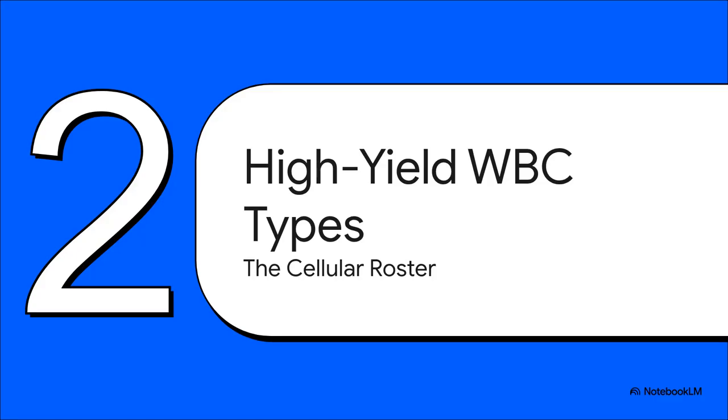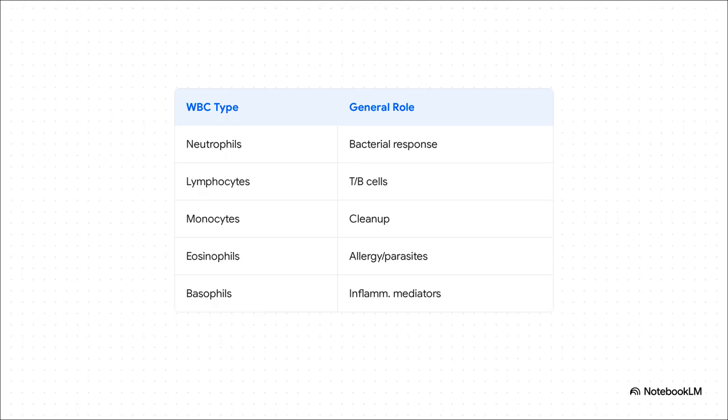Moving right along to Section 2, high-yield WBC types, basically our cellular roster. Guys, this cellular roster is a massive high-yield focus for the exam. You'll notice how neutrophils act as your first-line responders for bacterial patterns. Then, lymphocytes handle your adaptive immunity using T and B cells. Monocytes step in for phagocytosis and cleanup. Eosinophils are totally linked to allergies and parasites, and basophils act as your inflammatory mediators. Pinning down this roster helps you decode those complex lab reports in a flash.